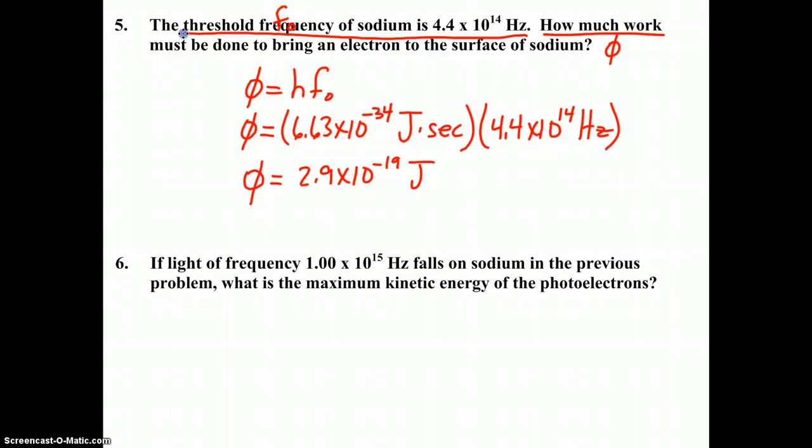In number 6, they extend the problem a little bit, but we're going to do it as if they did not ask us to already do number 5. It says, if light of frequency 1 times 10 to the 15th hertz falls on sodium, so what this means is this is the incident light, and if it's the incident light, that makes this frequency not the f0 value, but just the f value. In the previous problem, what is the maximum kinetic energy, that would be KE max of the photoelectrons?